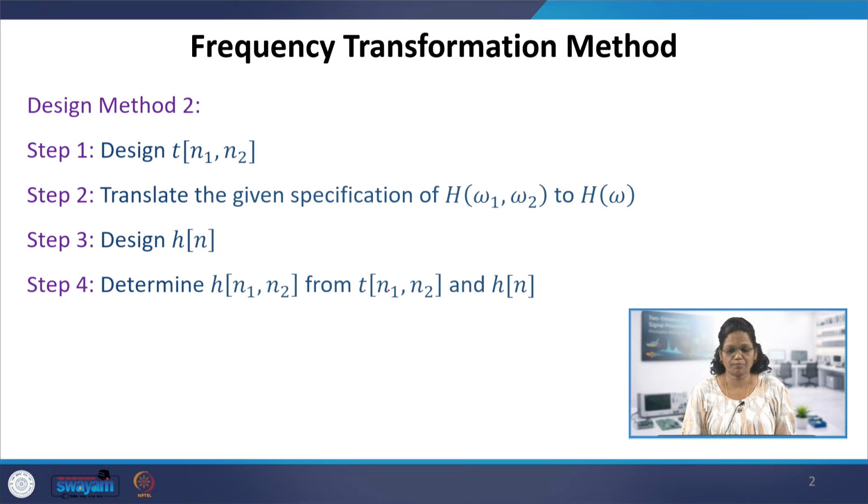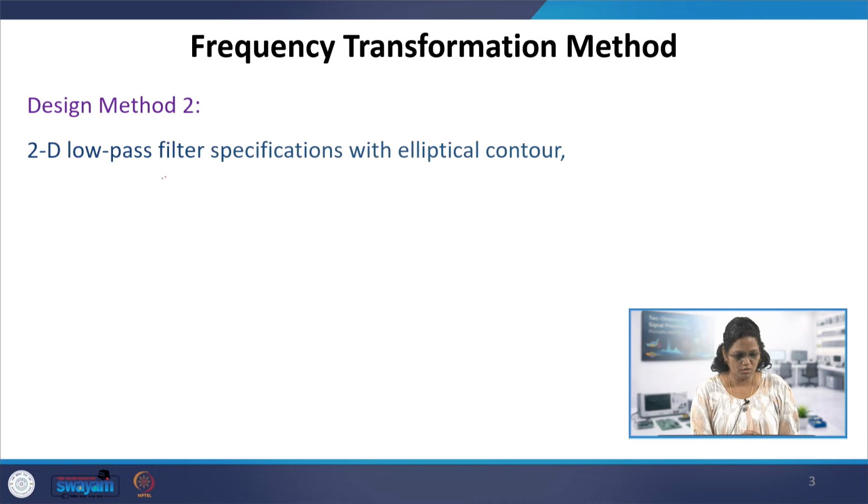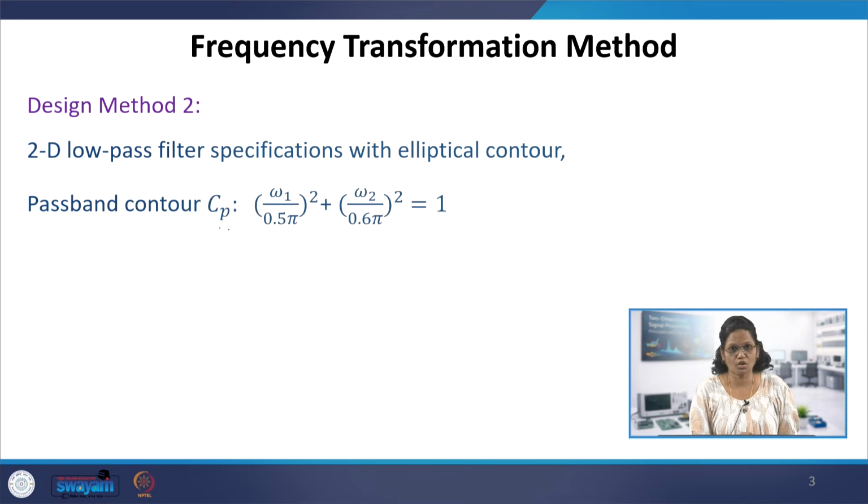Is there any transformation function that will work, or what transformation function can be used for the given specification? The Parks-McClellan transformation itself we had seen in the first example of design method 1. Now coming to design method 2, the filter specification is given with an elliptical contour. The passband contour Cp is omega 1 square by 0.5 pi the whole square plus omega 2 square by 0.6 pi the whole square equal to 1.